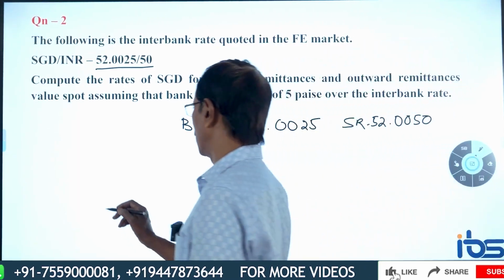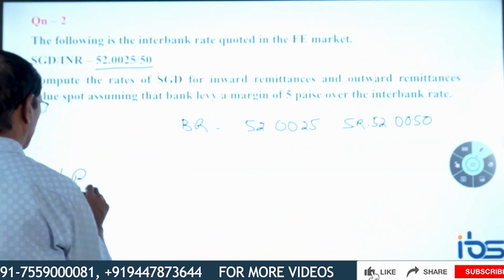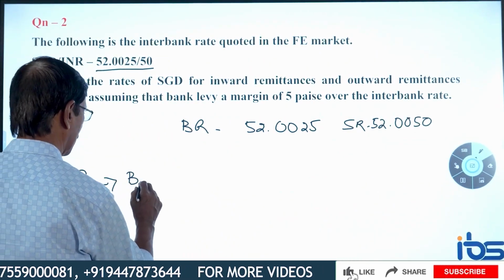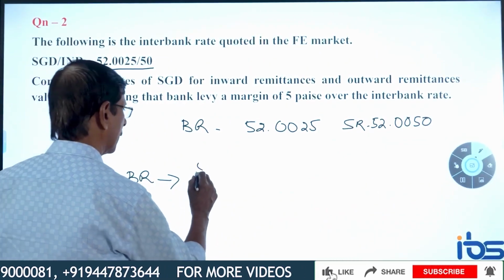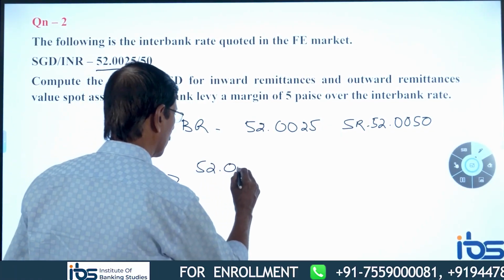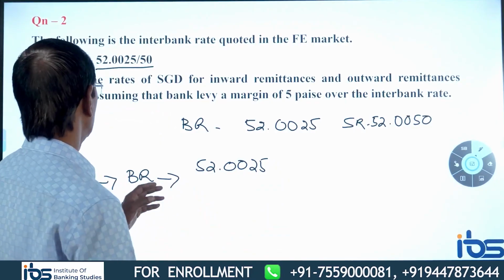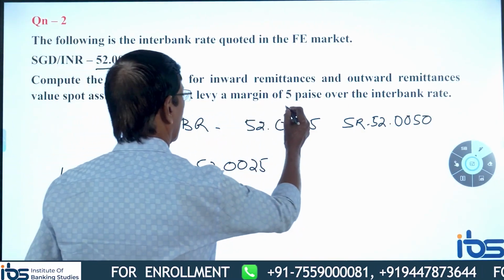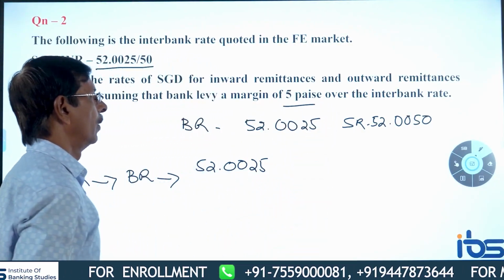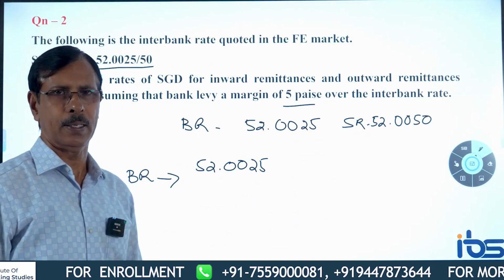So for inward remittance, you have to apply. Inward remittance means it is a buying transaction, and the buying rate is 52.0025. Now you have to do the margin. What is the margin? Levy a margin of 5 paise over the interbank rate.